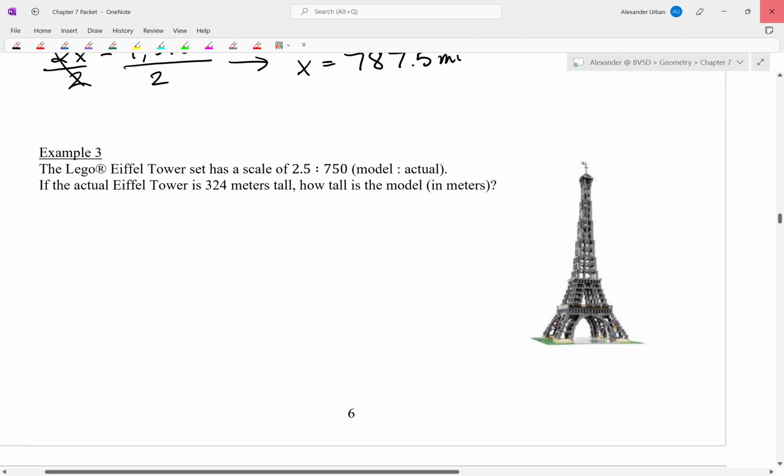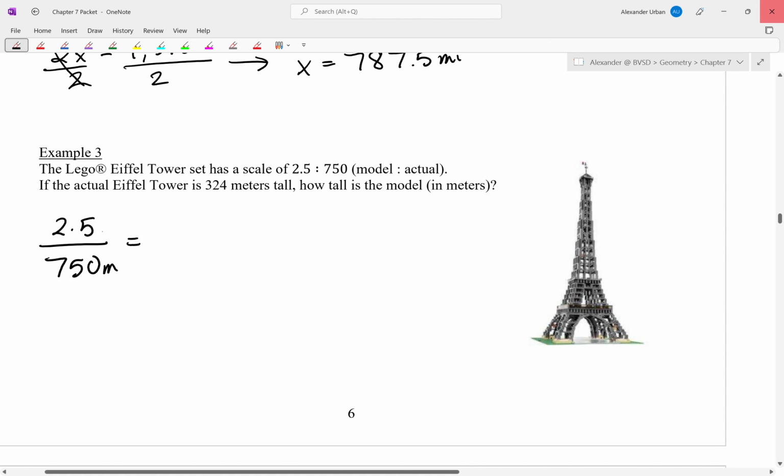Example 3, we have a Lego Eiffel Tower set, and it has a scale of 2.5 to 750. Now, I'm going to assume that this 2.5 could be inches. The 750 is going to probably be meters. Okay, so let's see. I'm just going to leave it as is. So I have 2.5 to 750. It says model to actual. So actuals in meters, right? Meters, okay.